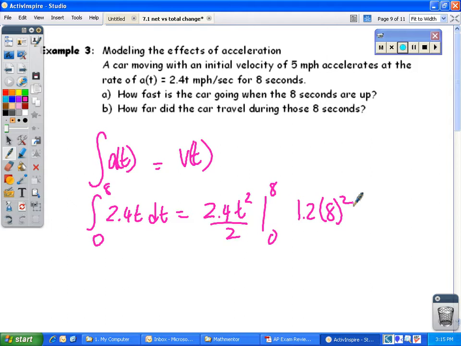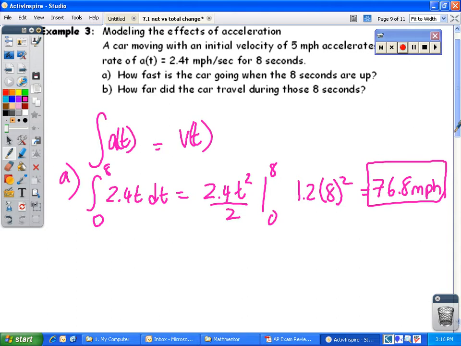1.2 times 8 squared, which is 76.8 miles per hour. And that would be the answer for A. All right, how far did the car travel during those 8 seconds?